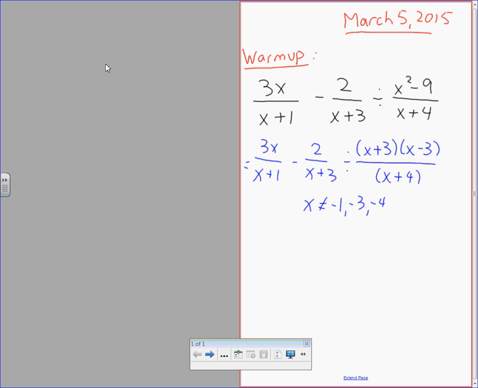Yeah, do the division step. Okay, so what I'm going to do, I'm going to flip the second set of brackets here. So it's changed into 3x over x plus 1 minus 2 over x plus 3 times x plus 4. Oh, I messed that up, didn't I? Oh, goodness. All right, that's fine. Okay, I messed that up. That's fine. Okay, what are my new restrictions?